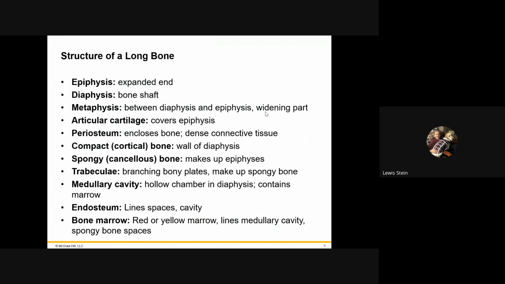Again, it starts as cartilage. I have a visitor of the canine variety.